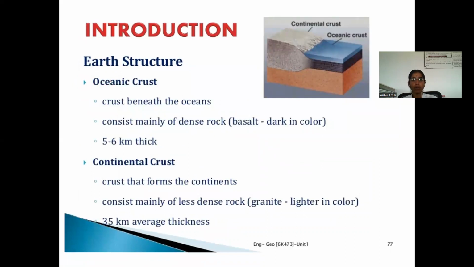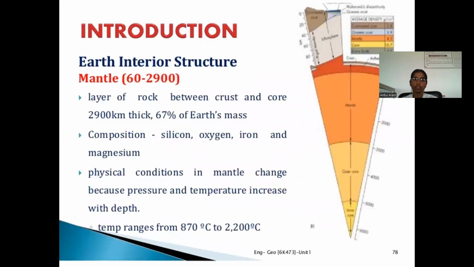Oceanic crust: crust beneath the oceans consists mainly of dense rock, that is basalt, dark in color, about 5 to 6 kilometers thick. Continental crust that forms the continents consists mainly of less dense rock and has an average thickness of 35 kilometers.